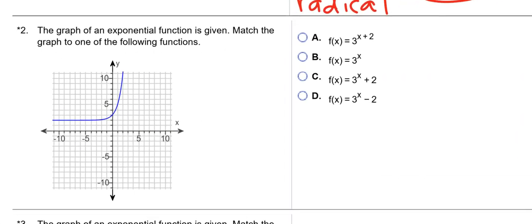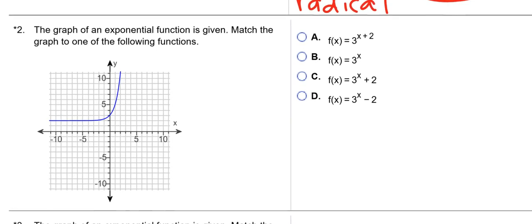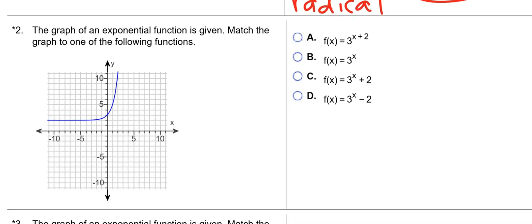We can clearly see on question 2 that we're dealing with an exponential growth function. Right? Okay. The question becomes, which way is this graph being moved? Alright?